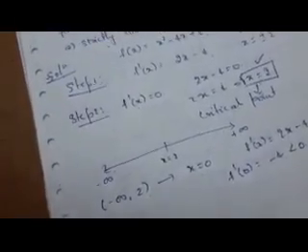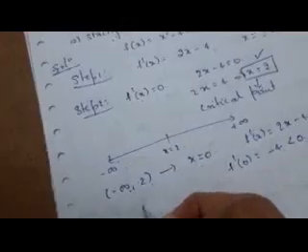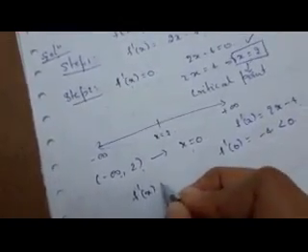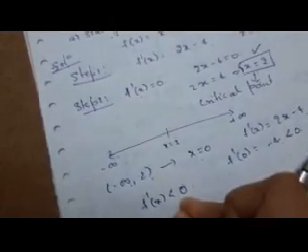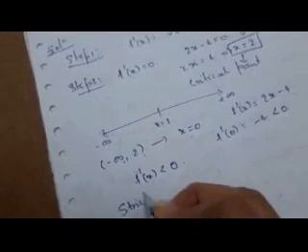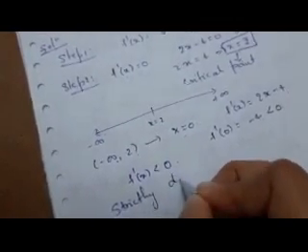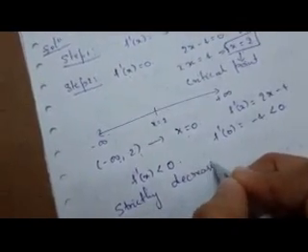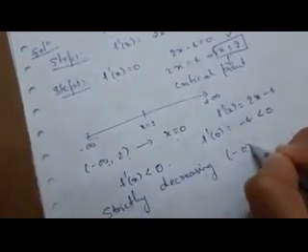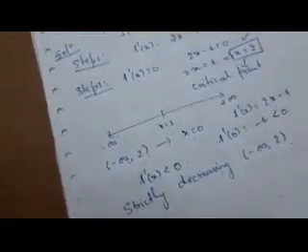So when you take any point in this interval, that is minus infinity to 2, what did you get? f dash of x is less than 0. So in this interval, when f dash of x is less than 0, the function is strictly decreasing. In which interval? In the interval minus infinity to 2.